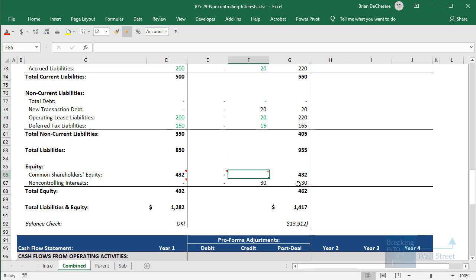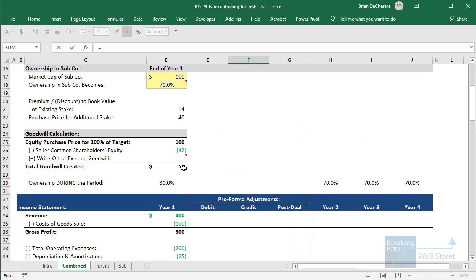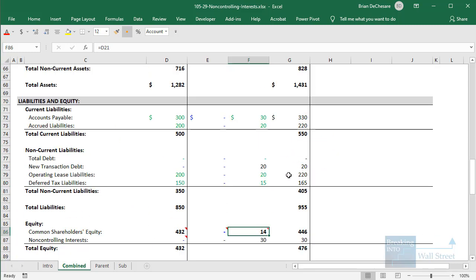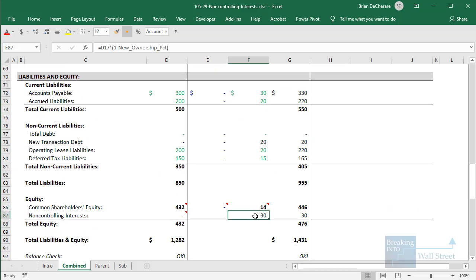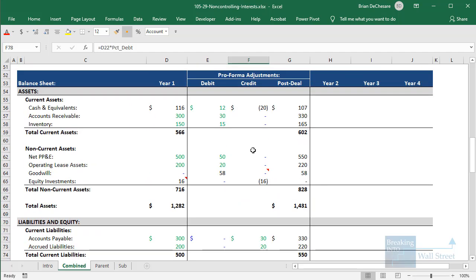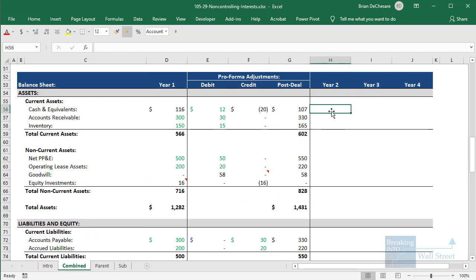So to fix this, we can just link to this in common shareholders' equity. And now the balance sheet balances correctly. So that's the first step of this process. Most of this is straightforward. The non-controlling interest creation and the common shareholders' equity adjustments are a little tricky, and you have to remember to factor in the new transaction debt and the cash that is used to fund this deal.